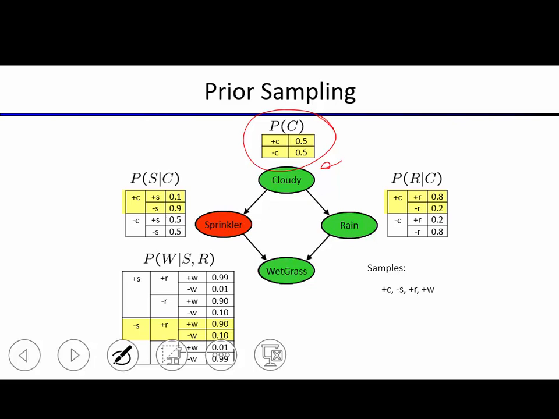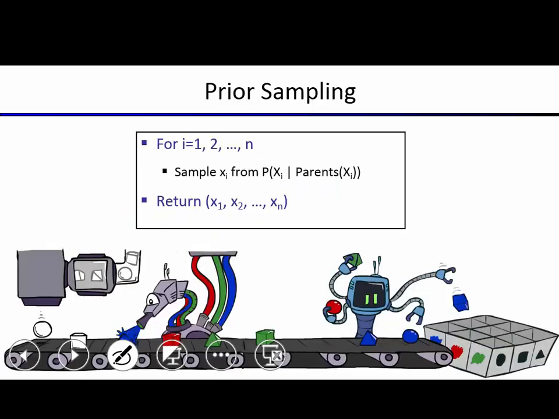So that's our first sample. Of course, that's just one sample. If you just use one sample to estimate the answer to a query, then you get very simple answers, right? If you just look at this, what's the probability of wet grass? You'd say it's probability 1, because my only sample says that it's plus W. Of course, we need to repeat this procedure. And as you build up more and more samples, you might be able to compute more accurate answers to your queries.